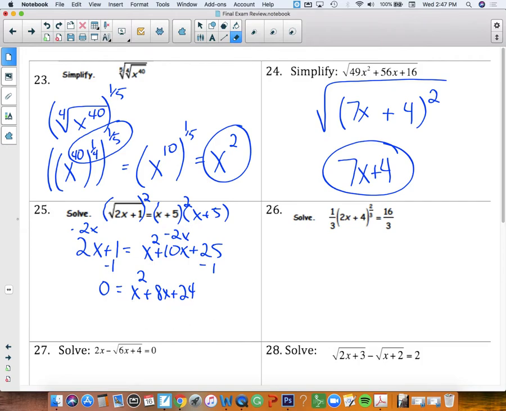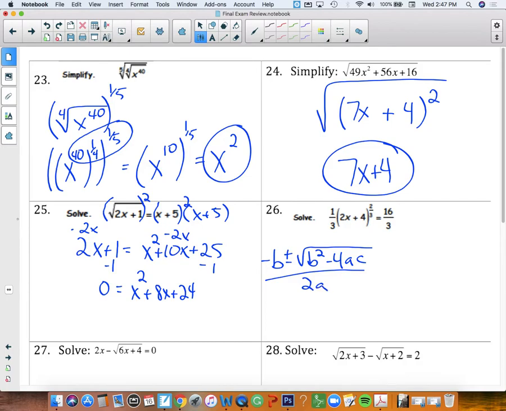Okay, and quadratic formula again is opposite b plus or minus square root b squared minus 4ac all over 2a. So we have to plug in our a, b, and c. So that would be a negative 8 plus or minus square root of 64. That'll stay as a minus. Minus 4 times a, which is 1, times 24. So that is 96 over 2. So 64 minus 96 is a negative 32. So I have negative 8 plus or minus square root of negative 32.